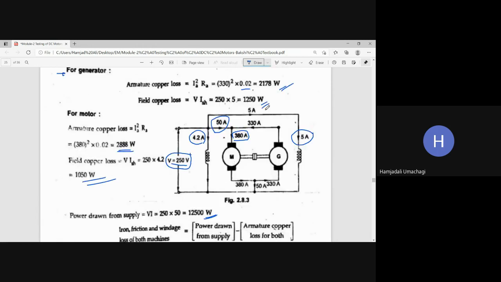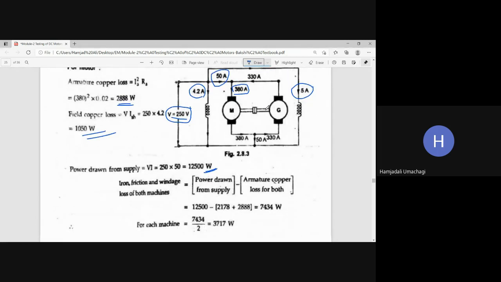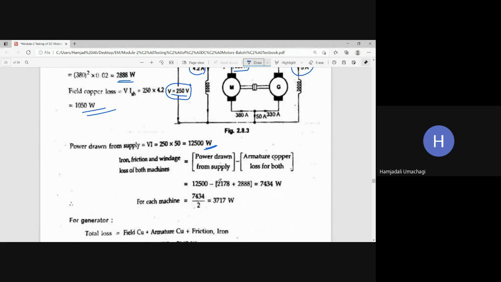So all together we can see here the total copper loss of the motor and the total copper loss of the generator. If we deduct these two from the input supply, then we are going to get stray loss, which is nothing but iron, friction and windage loss. And this is the stray loss for both the motor and generator sets. So divided by 2, for each machine, stray loss is equal to 7434 divided by 2, which will be 3717 watts. So this is the stray loss of each machine.